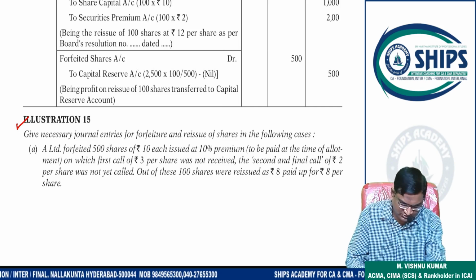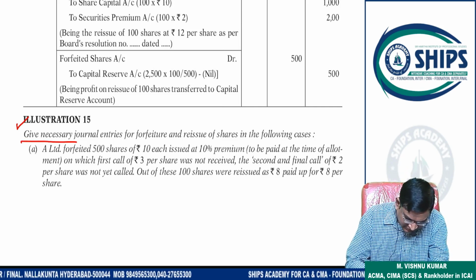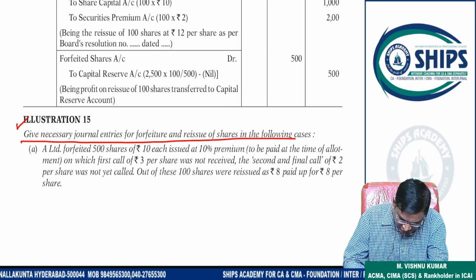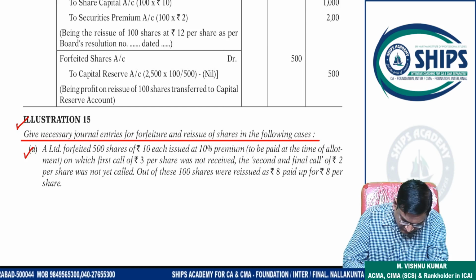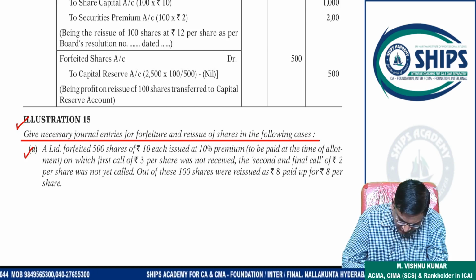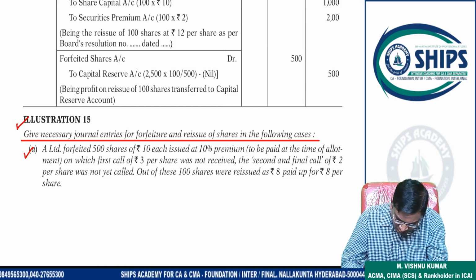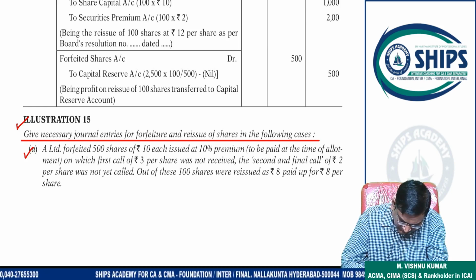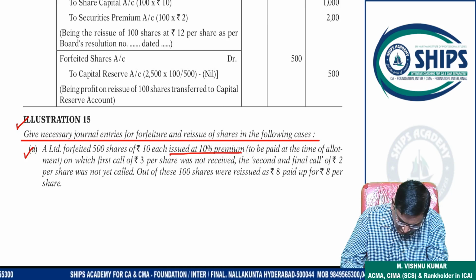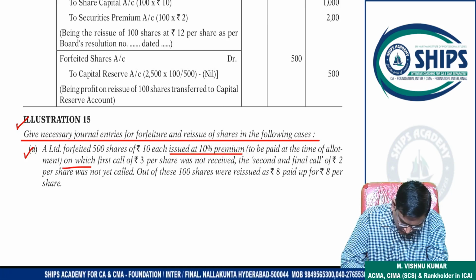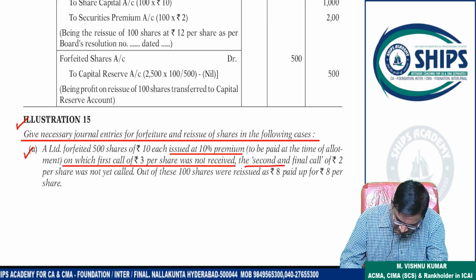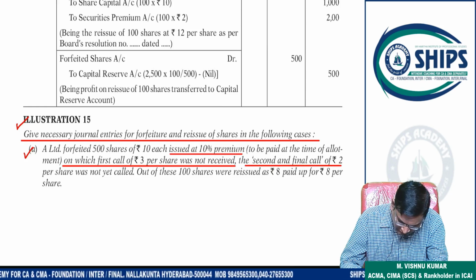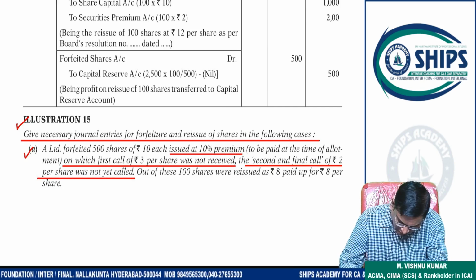Okay, concentrate. Give necessary journal entries for forfeiture and reissue of shares in the following case. A Limited forfeited 500 shares of 10 each, issued at 10% premium, to be paid at the time of allotment. So 10% premium is payable on allotment, on which first call of 3 per share was not received. Second and final call of 2 per share was not yet called. Means second final call is not called.